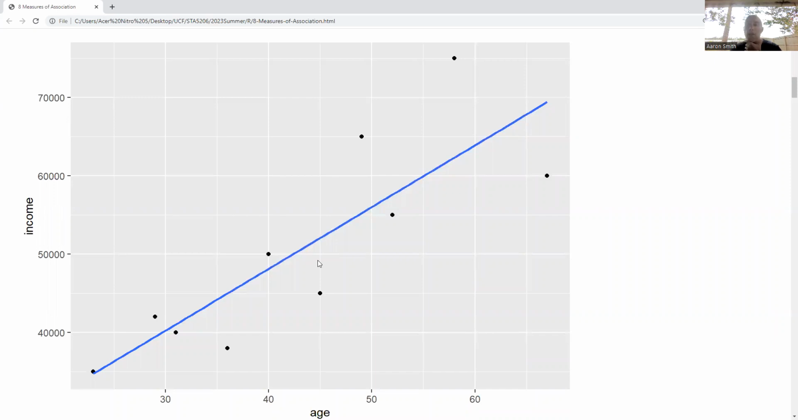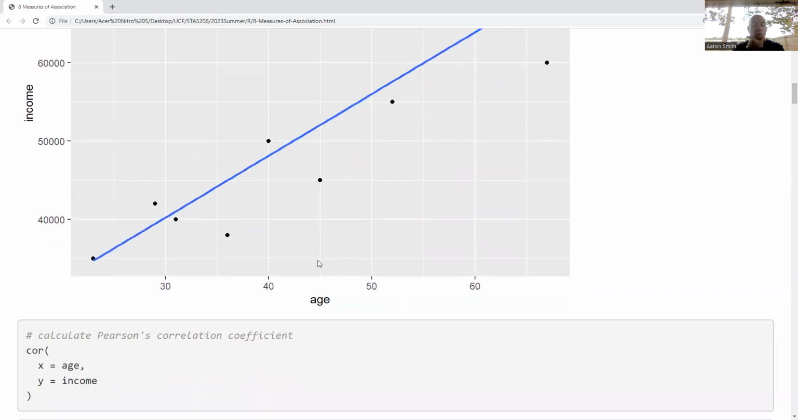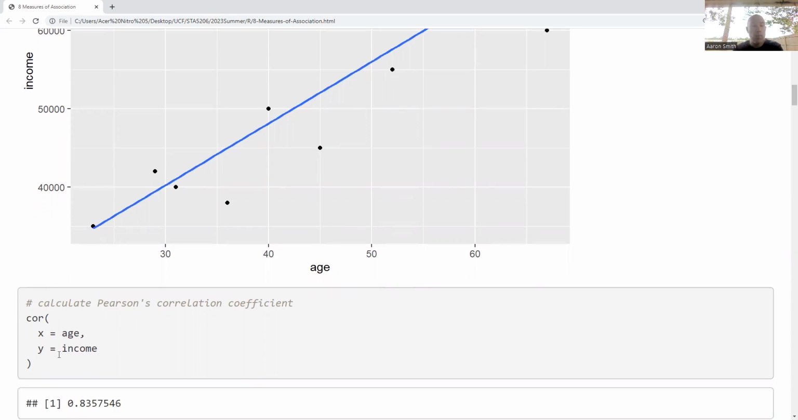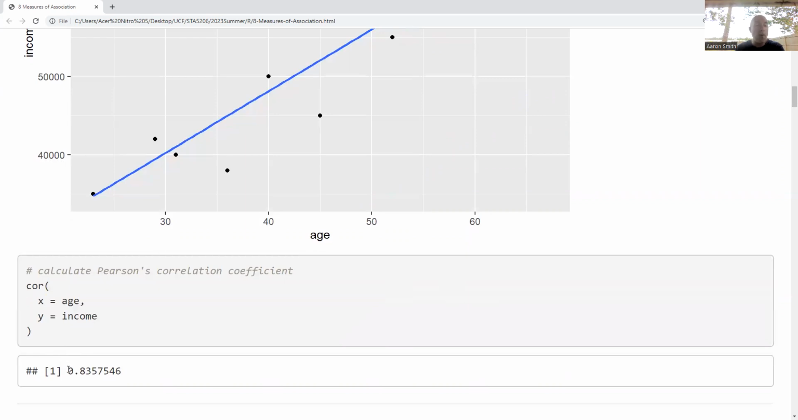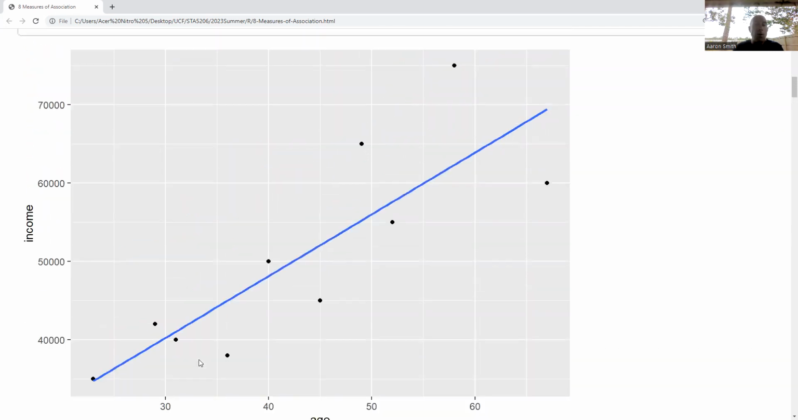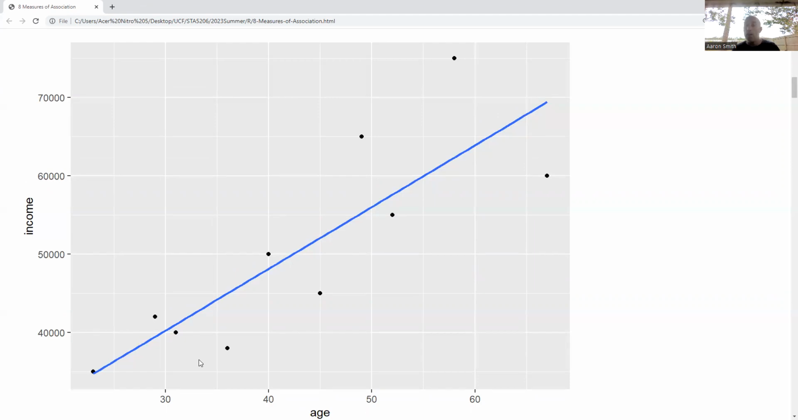So let's quantify how well this is adhering to a straight line. I'll just use the correlation function in R, cor. The default setting in the correlation function is Pearson's correlation. And we can see that this is a 0.84 correlation. That's actually pretty good, pretty strong. This would be a relationship that I would want to use for modeling if I was doing this at work.